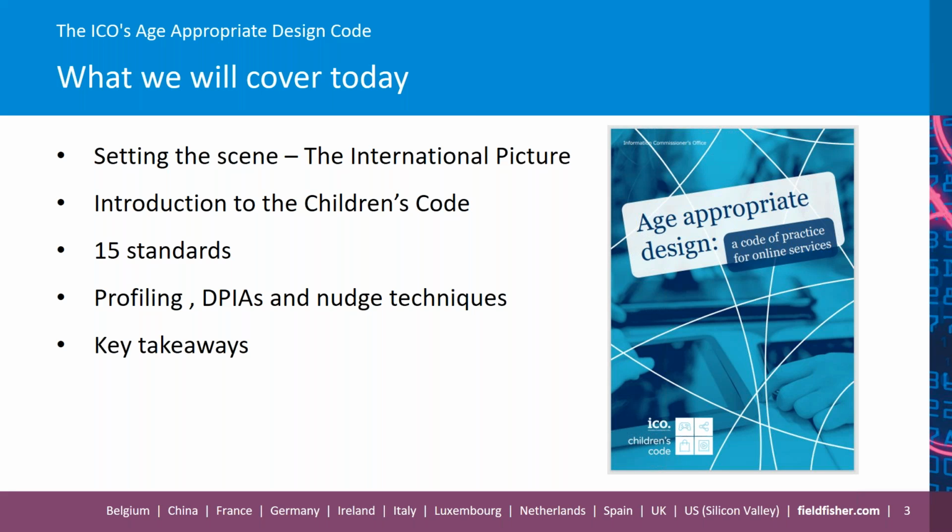Okay, so now that we've debunked some myths, let me just quickly run through what we're going to cover today. First of all, we just want to provide a little bit of context to set the scene and look at the international picture in relation to protecting children's personal data. Then we'll give some background and introduction to the Children's Code. We'll move on to talk specifically about the 15 standards that are outlined in the code. We'll then do a deeper dive in relation to profiling, data protection impact assessments, and the use of nudge techniques. And finally, we'll wrap up with some key practical takeaways.